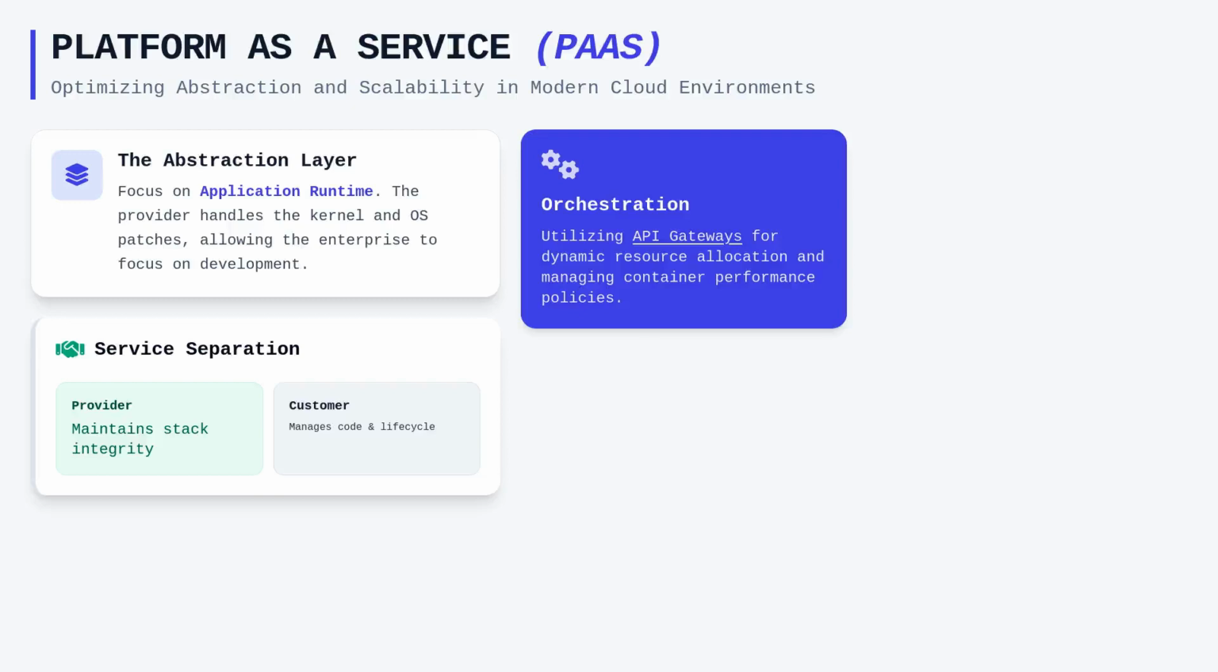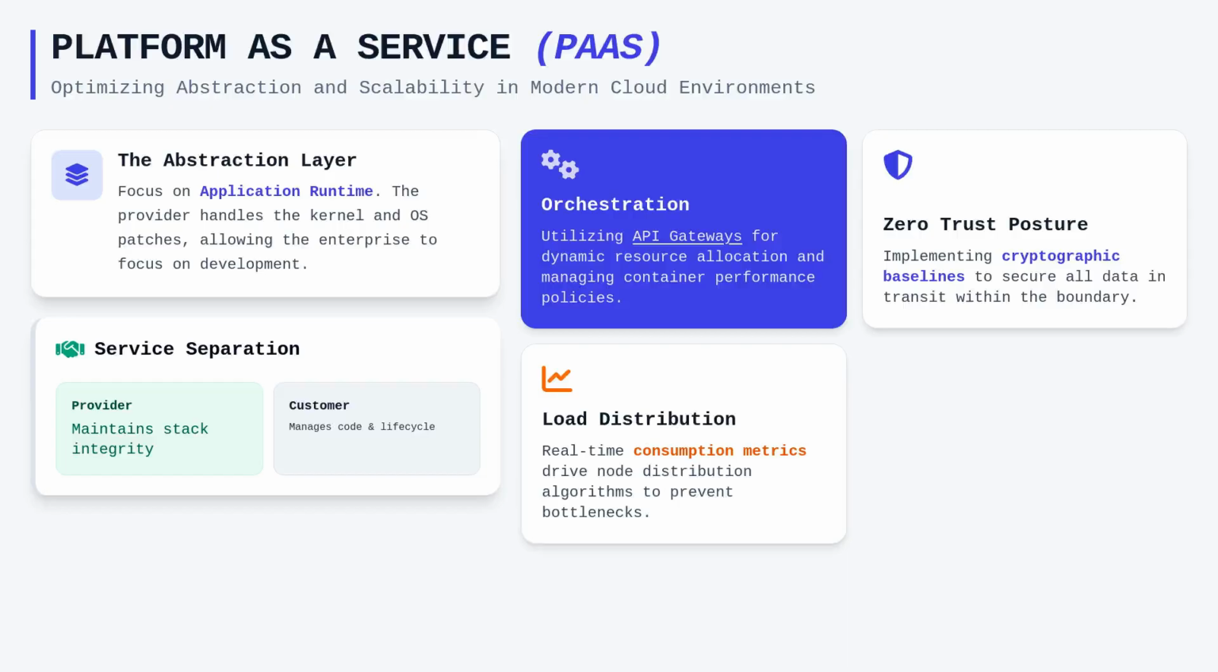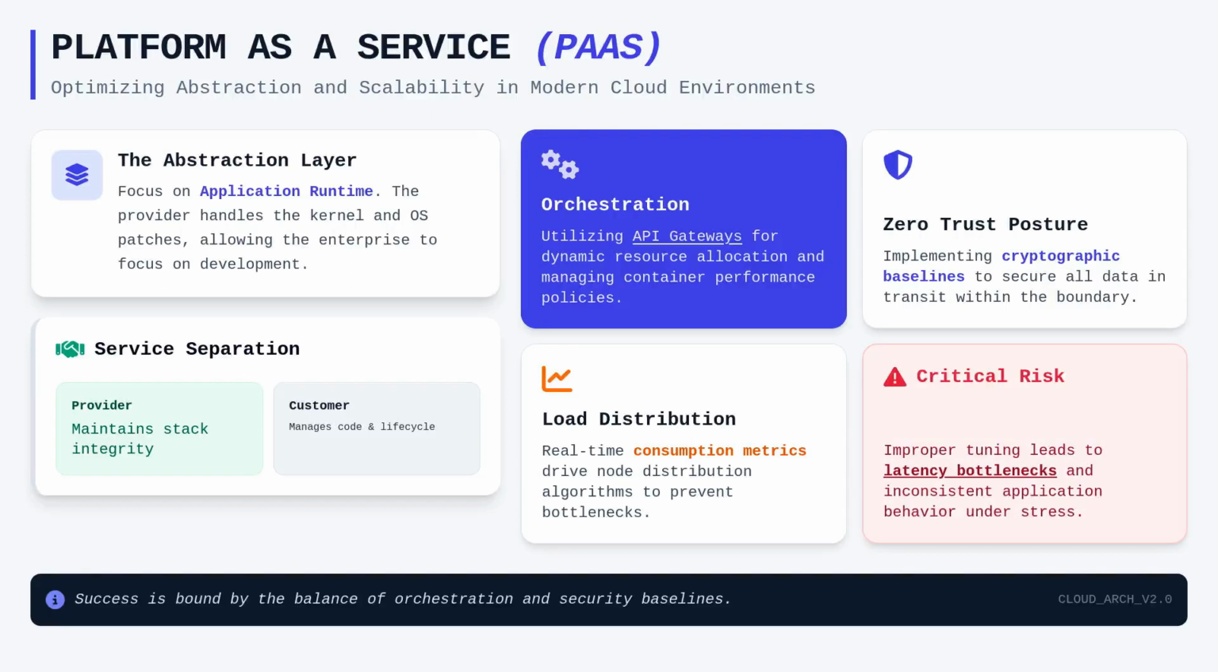The critical technical parameter for success here is the effective utilization of API gateways to orchestrate resource allocation dynamically. You will find that scalability limits in these environments are often bound by container orchestration policies and the underlying container runtime performance. When designing for this, one must account for cryptographic baselines that secure data in transit within the service boundary, ensuring an end-to-end zero-trust posture. This necessitates a deep understanding of resource algorithms that distribute load across available nodes based on real-time consumption metrics. Failure to properly tune these parameters often results in latency bottlenecks that manifest as inconsistent application behavior under stress.